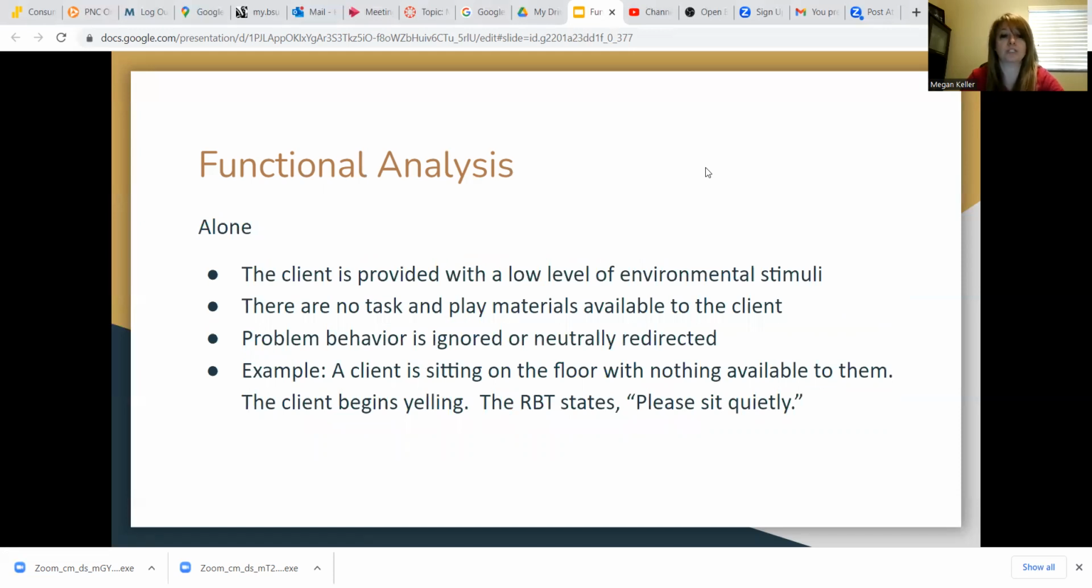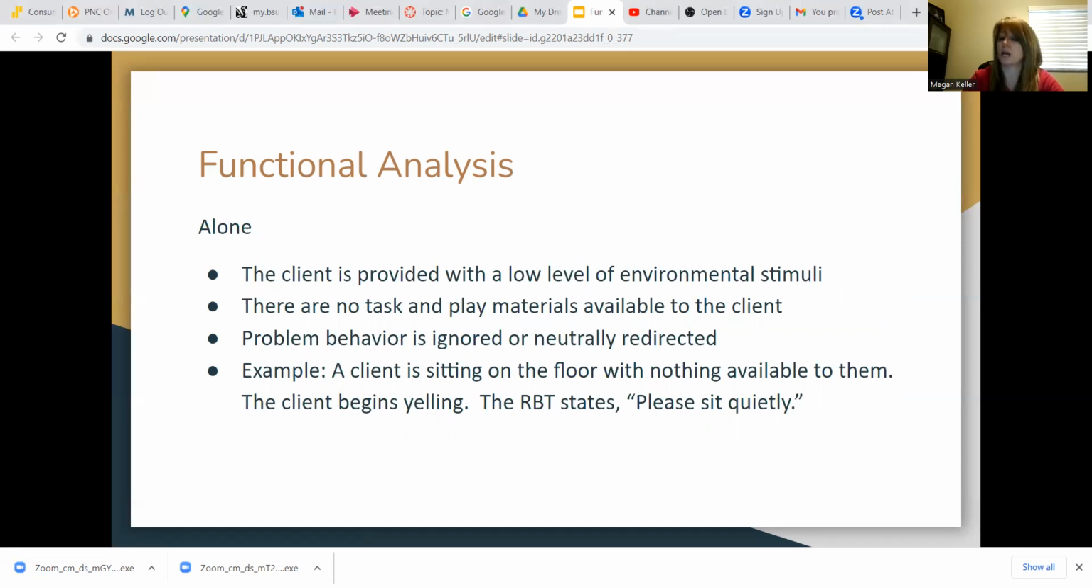Finally, we have the alone condition. This is the condition in which the client is provided with low levels of environmental stimuli. There are no tasks and no play materials readily available to the client. Problem behavior is ignored or neutrally redirected in this condition.